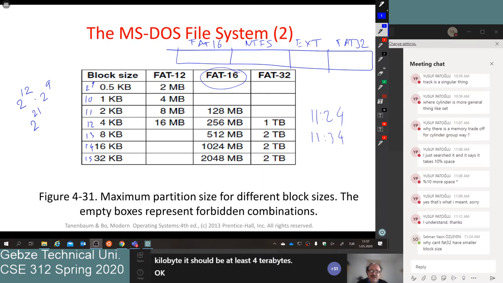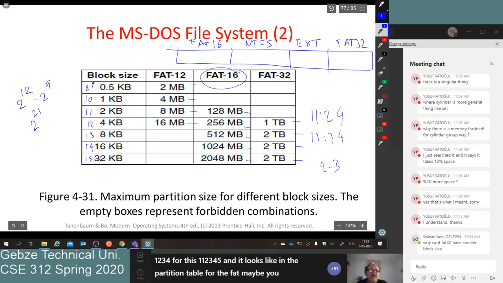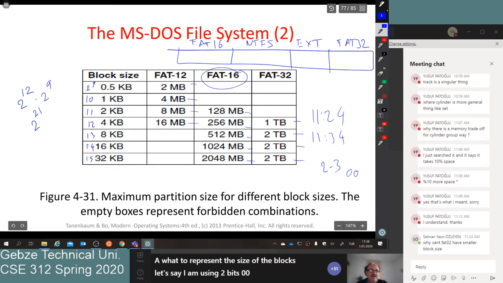And it looks like you have four options: 1, 2, 3, 4. For this one, 1, 2, 3, 4, 5. And it looks like in the partition table for the FAT, maybe you have only 2 or 3 bits to represent the size of the blocks. Let's say I am using 2 bits. 0, 0 means 1 terabyte. 0, 1 means 2 terabytes. Then 1, 0 and 1, 1. I have only 4 options, and they use these 4 options for this kind of block size. I can only make guesses, but this must be it. Okay, that's a good question.